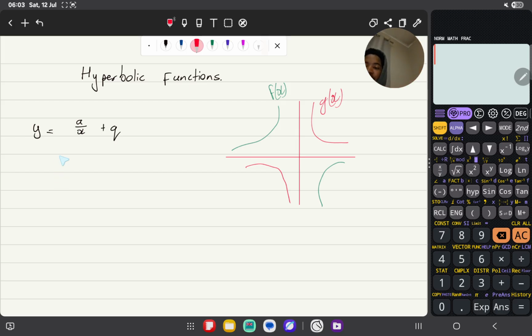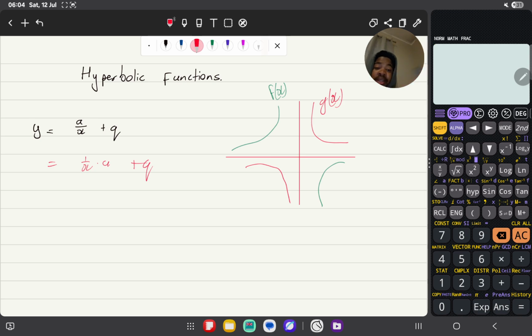I can write it as 1 over x multiplied by a, plus q. So x is a denominator. Wherever you see x being a denominator, then you know this is most likely going to be a hyperbola. And so you have your a there over x plus q.